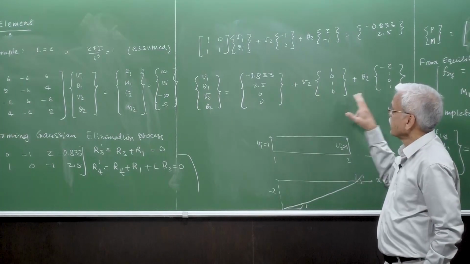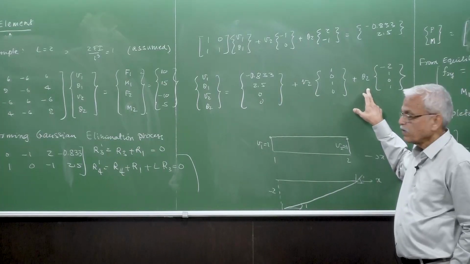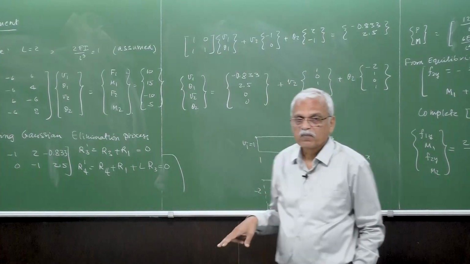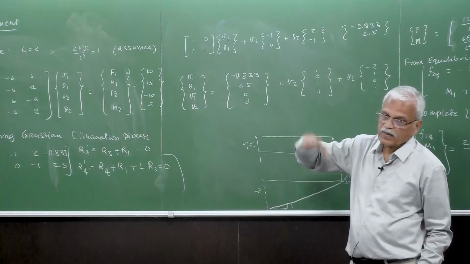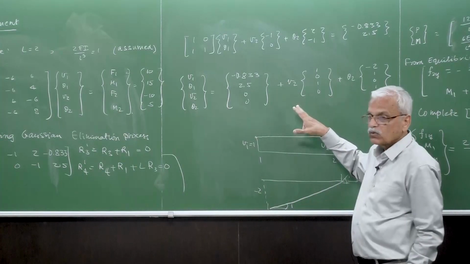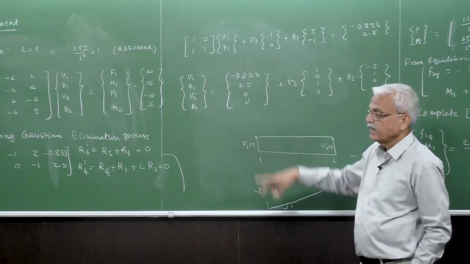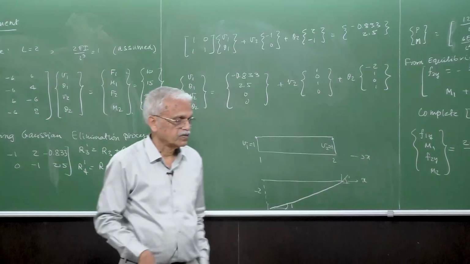To get this solution, these two have to be fixed arbitrarily depending upon your displacement boundary conditions. On the other hand, you apply the displacement boundary conditions so that the rigid body modes are eliminated, and then you get a solution. You get a solution for this one.